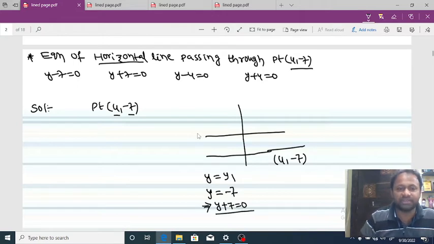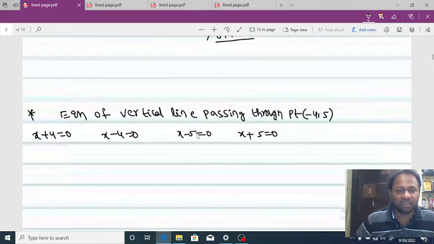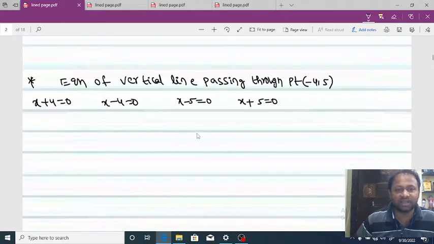So this represents the equation of the horizontal line. So what is the correct answer? y plus 7 is equal to 0 is the correct answer. Okay. Next, in a similar method, let us see one more problem based on the vertical line.